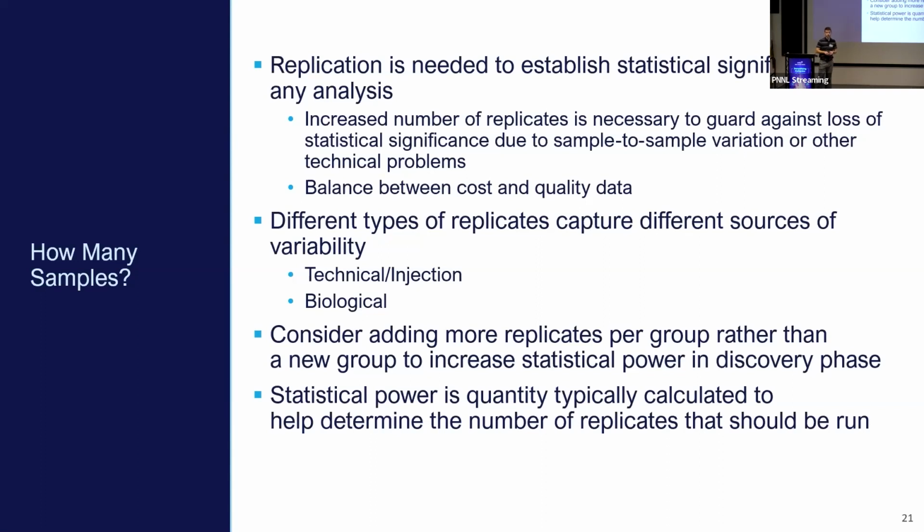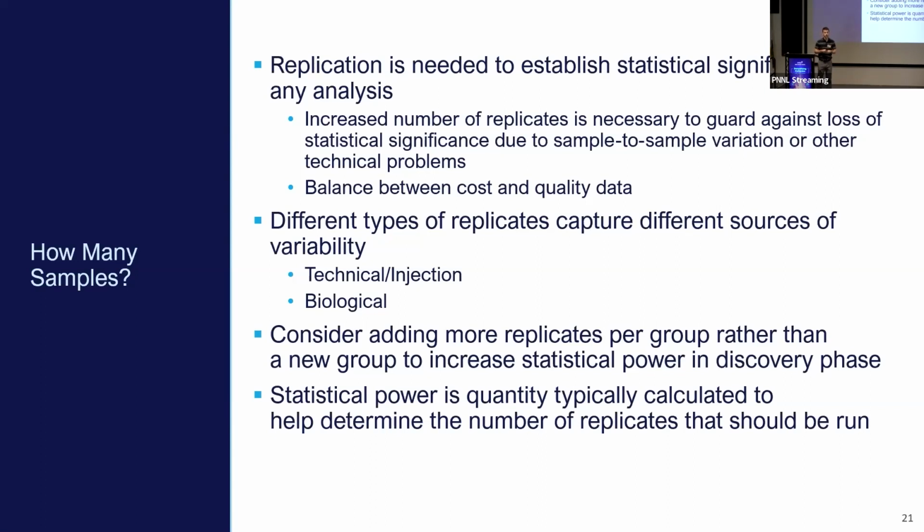One thing to also mention when talking about how many samples is the difference in the type of replicates that we can be using. There are technical replicates and there are also biological replicates. The biological replicates are going to be biologically distinct samples. And this is to test anything with regards to biological variation. So if we were doing blood samples, a biological replicate would be taking multiple blood samples from different individuals.